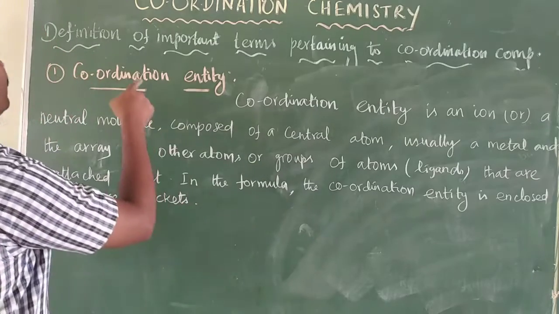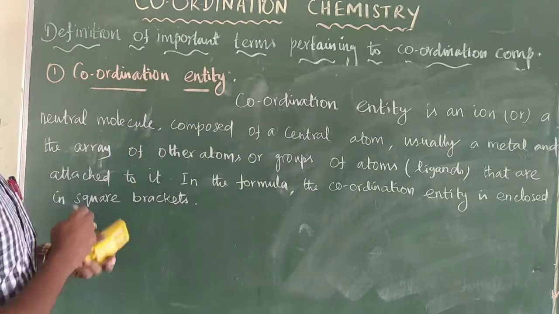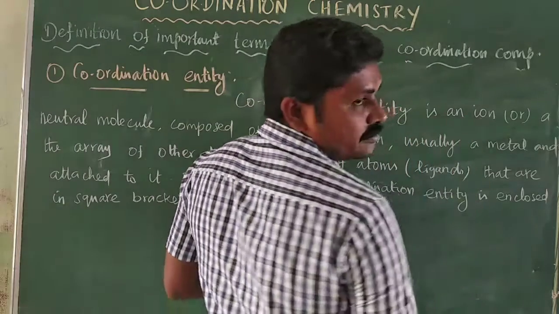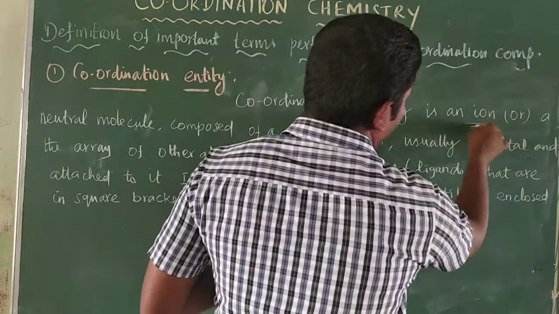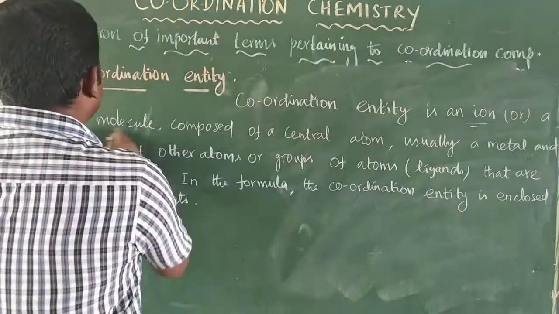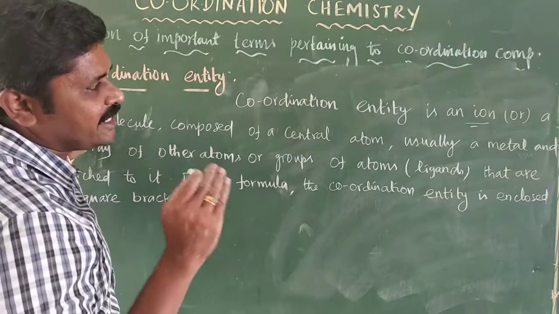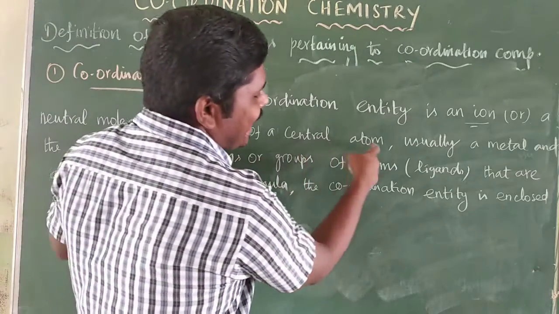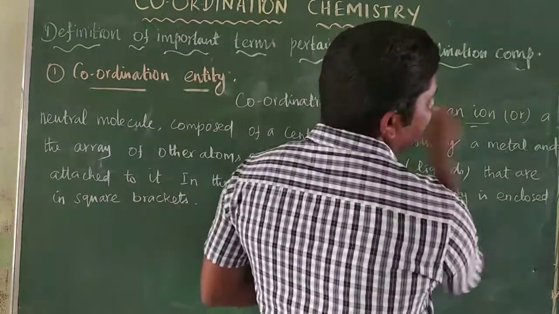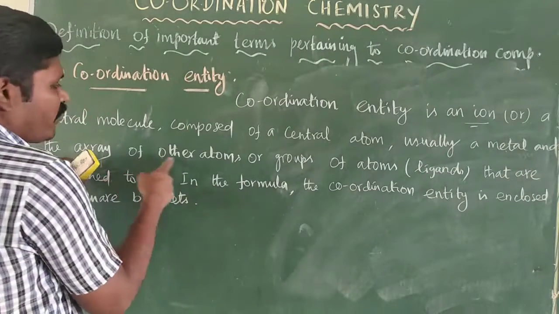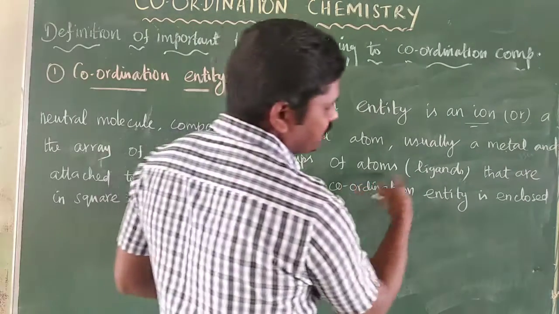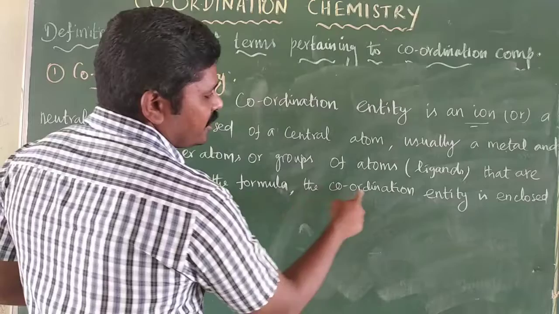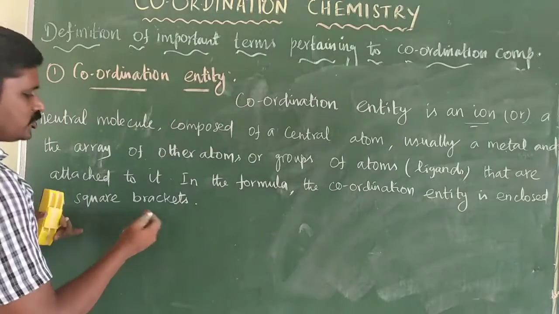So the first important term: coordination entity. The coordination entity is an ion or a neutral molecule that is composed of a central atom, usually a metal, and an array of other atoms or groups of atoms, called ligands, that are attached to it. In the formula, the coordination entity is enclosed in square brackets.